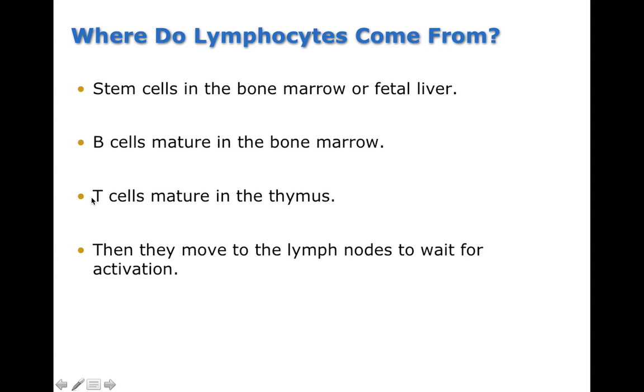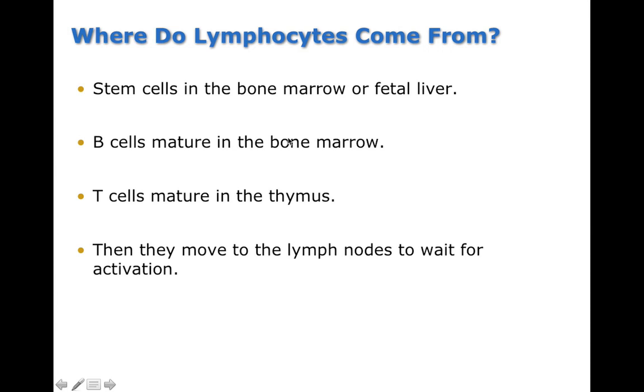Now, T cells, on the other hand, actually mature in the thymus, right? So T cells will move from bone marrow, circulate through the body, and travel to the thymus where they will mature. And again, you're going to have the process of determining whether the cells are competent and whether they're self-tolerant.